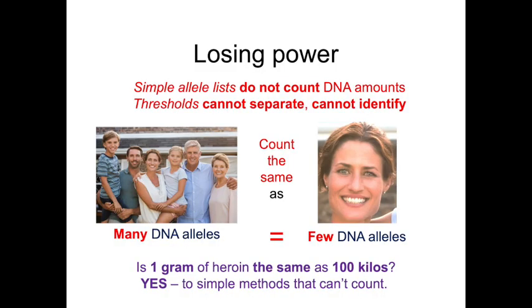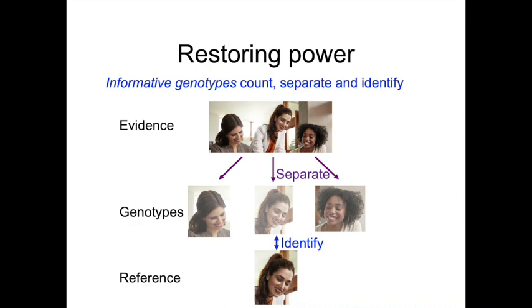A way to think of it is you can ask, is 1 gram of heroin the same as 100 kilos? Well, to the old DNA methods, yes. They can't count. They can't distinguish between 10 or 10,000. They don't work quantitatively, and that's why they don't solve problems. The way to restore the power is to make informative genotypes count, to separate and identify, so the evidence can be separated, unmixed, and then compared to identify anyone as being there or not there.